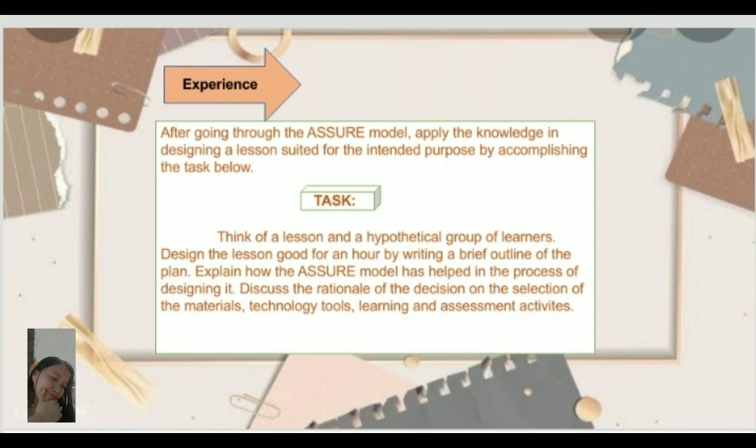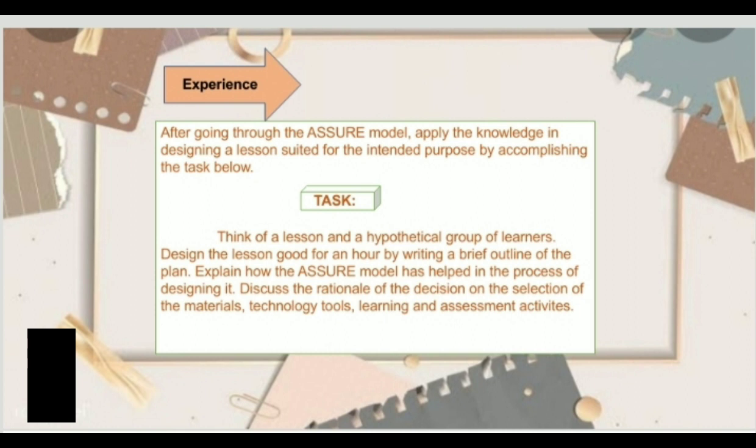Next is experience. After going through the ASSURE model, apply the knowledge in designing a lesson suited for the intended purpose by accomplishing the task below. Task: think of a lesson and a hypothetical group of learners. Design the lesson good for an hour by writing a brief outline of the plan. Explain how the ASSURE model has helped in the process of designing it. Discuss the rationale of the decision on the selection of the materials, technology tools, learning, and assessment activities.